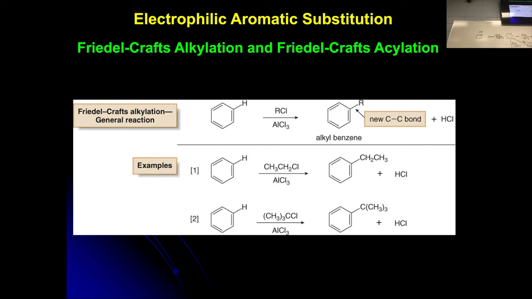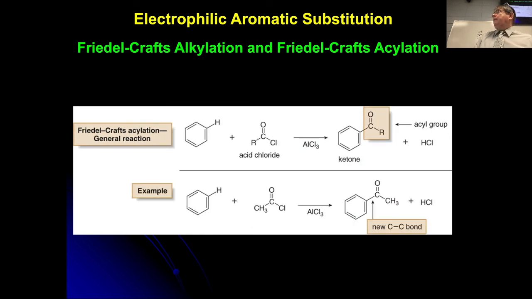Can it rearrange to a more stable one? It can. I've got a hydrogen here, and that hydrogen can move, so it rearranges to the tertiary carbocation. So if you start off with secondary alkyl halides, ask yourself if it can rearrange to a more stable tertiary. It will never rearrange to a primary.